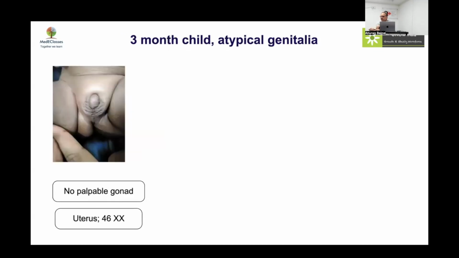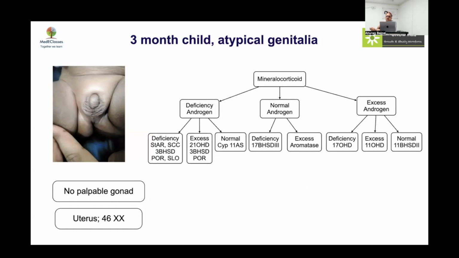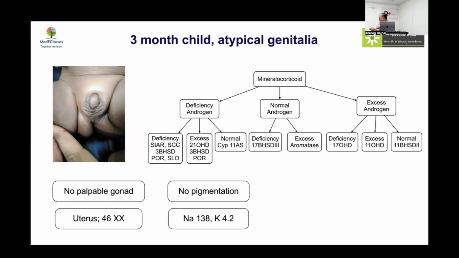3-month-old child with atypical genitalia, Dr. Nimisha, and you can see that there is no palpable gonad. There is uterus which is there. XX is the individual. So androgen is excess, but there is no pigmentation, and sodium potassium is normal. So what do you think here?